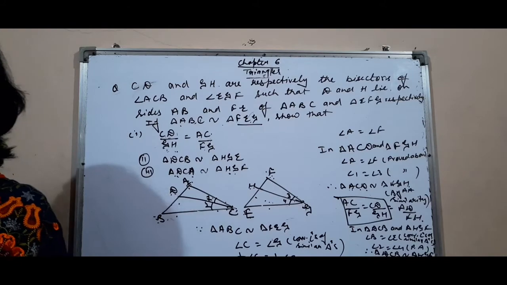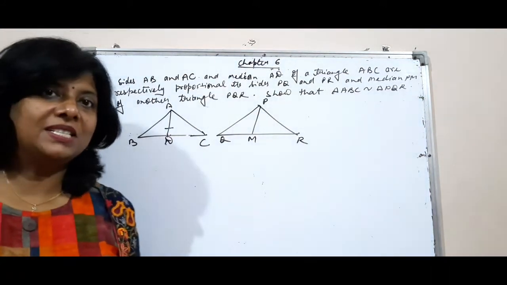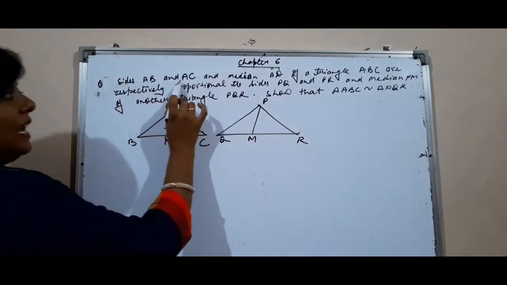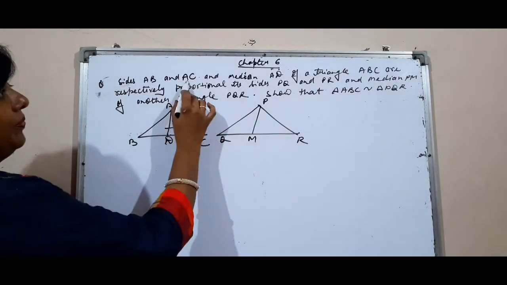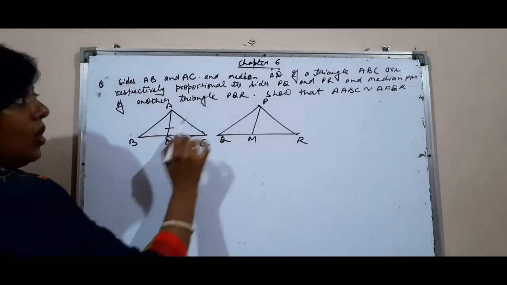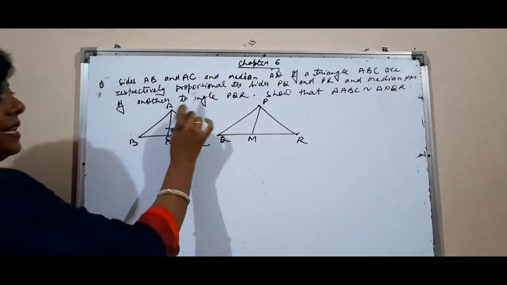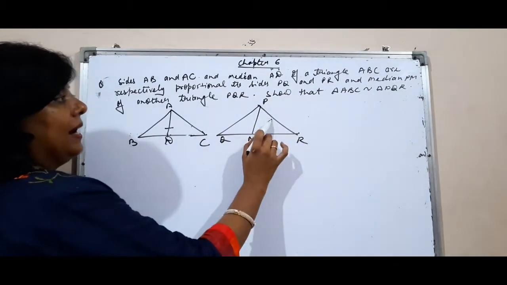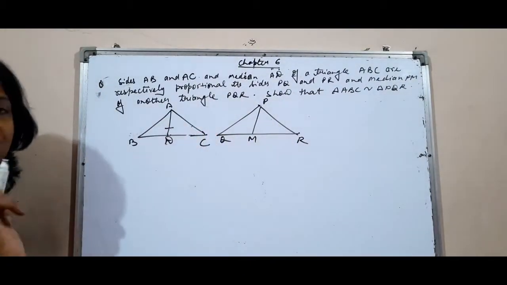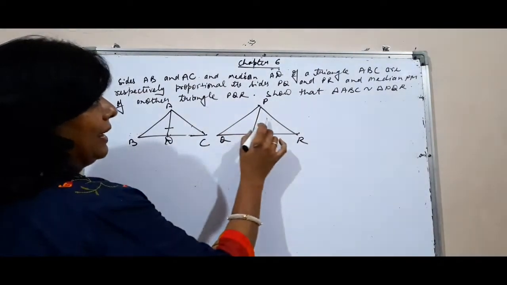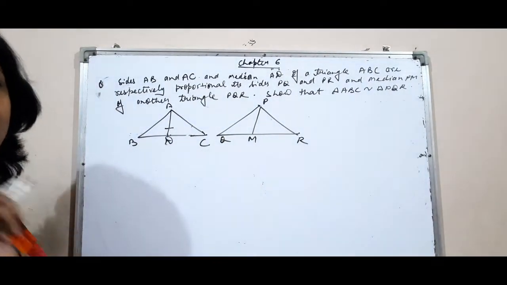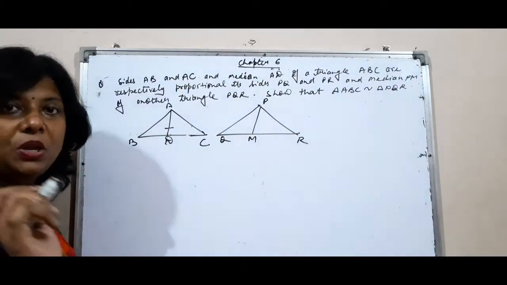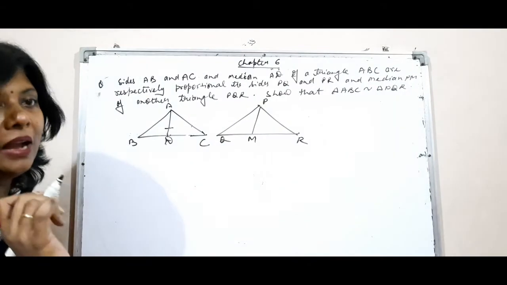It's a good question. Now let us discuss the very important question of this exercise, that is sides AB and median AD of a triangle ABC are respectively proportional to sides PQ and PR and median PM of another triangle PQR. Show that triangle ABC is similar to triangle PQR. आपको प्रूव करना है ट्राइंगल ABC और ट्राइंगल PQR कैसे हैं, सिमिलर है। हाउ विल यू प्रूव इट इन दैट केस?